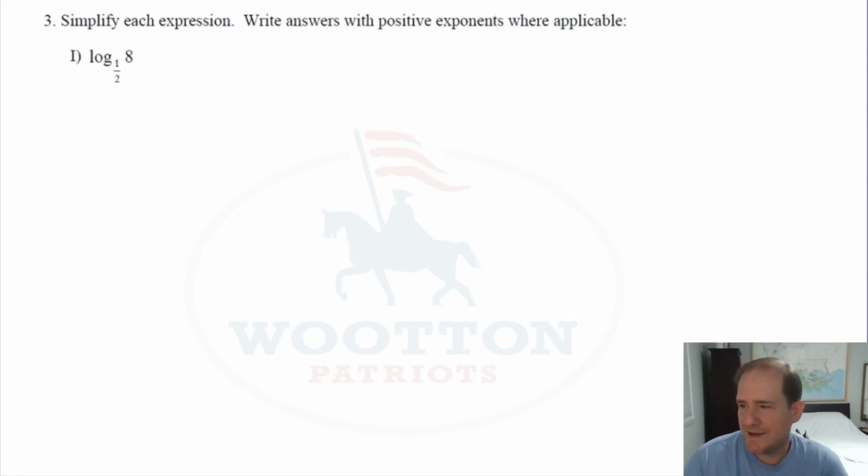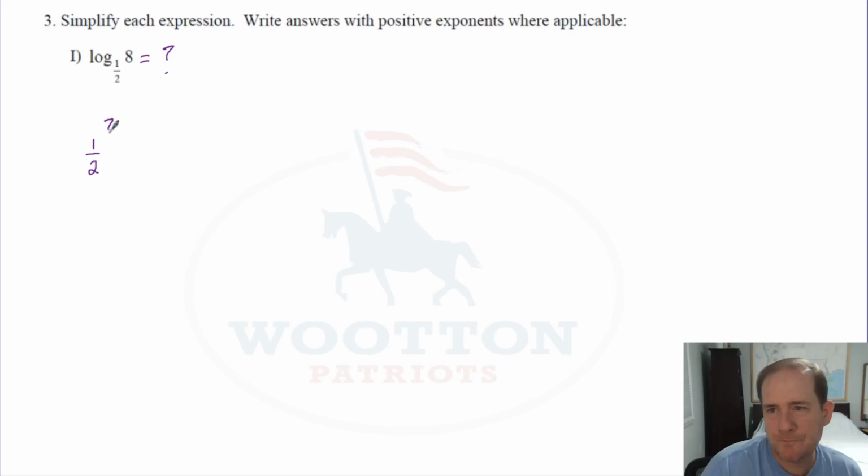I. Alright, I is tricky because I is saying, to what power should I raise 1/2 to get 8? And it might feel like there is no power of a half, because if I square it, it goes to a quarter. If I cube it, it goes to an eighth. As I raise it to more and more powers, it just keeps getting smaller. Seems like it's not going to approach 8. But of course it does.